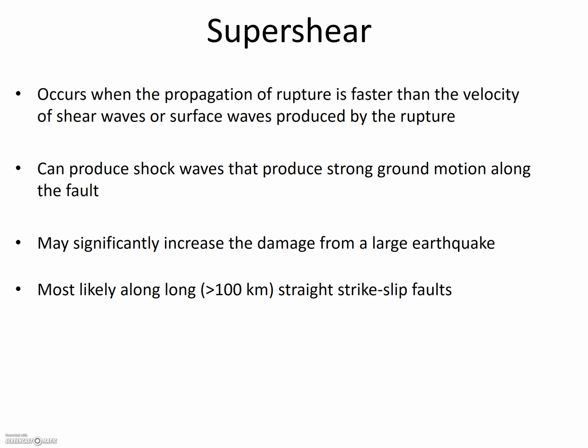It occurs when the propagation of rupture is faster than the velocity of shear waves or surface waves produced by the rupture. It can produce shock waves that produce strong ground motion along the fault and may significantly increase the damage from a large earthquake. It is most likely to occur along long, greater than 100-kilometer straight strike-slip faults. It's kind of like a sonic boom, but for seismic waves in the earth.